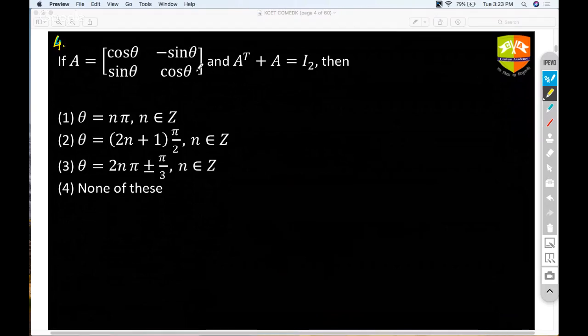If A is a square matrix, we all know that it is a rotation matrix for us. And A transpose plus A is I2, where I2 is an identity matrix of order 2. Then which of the following options is correct?